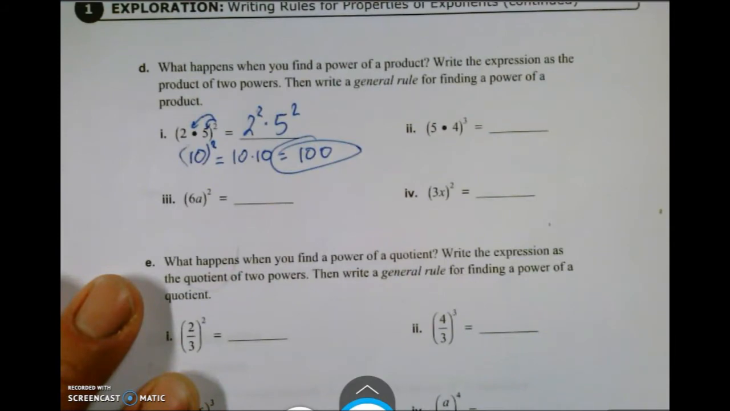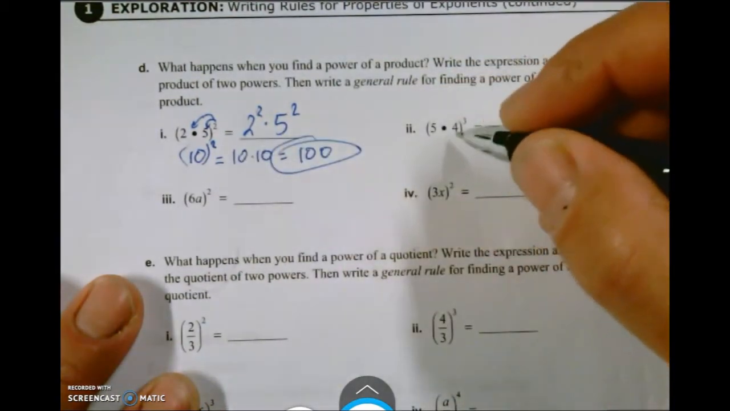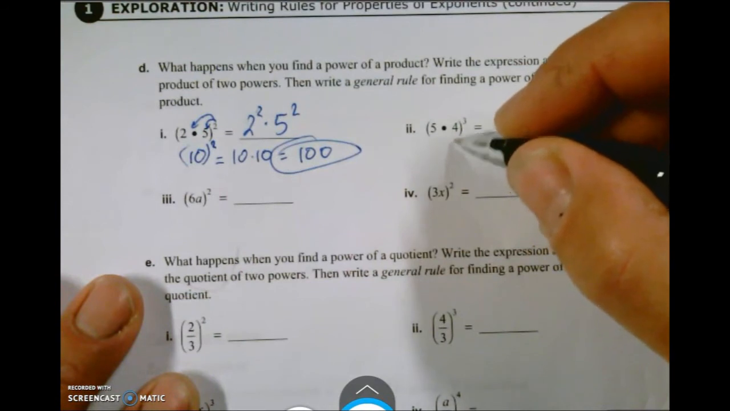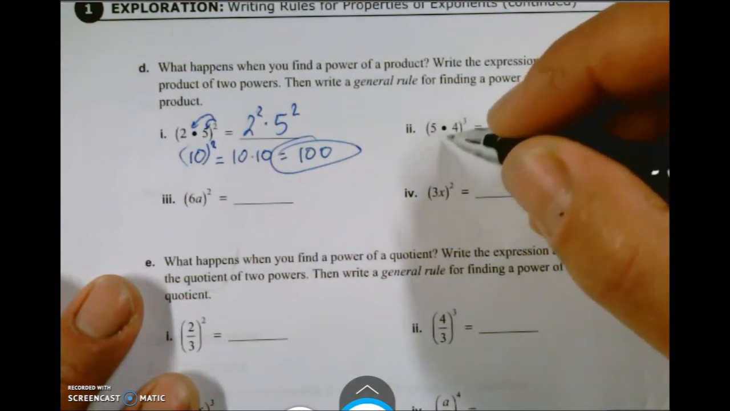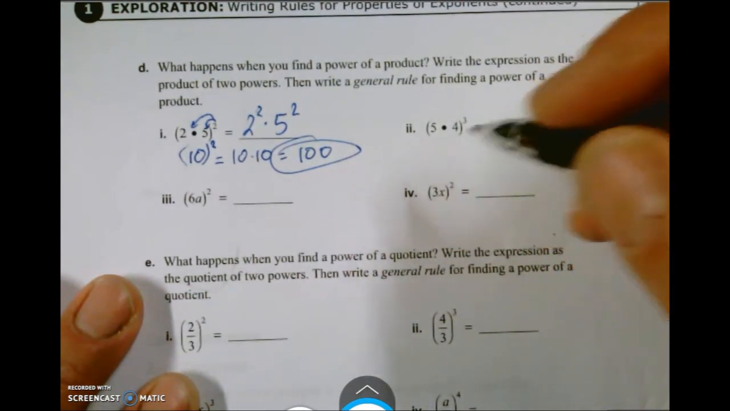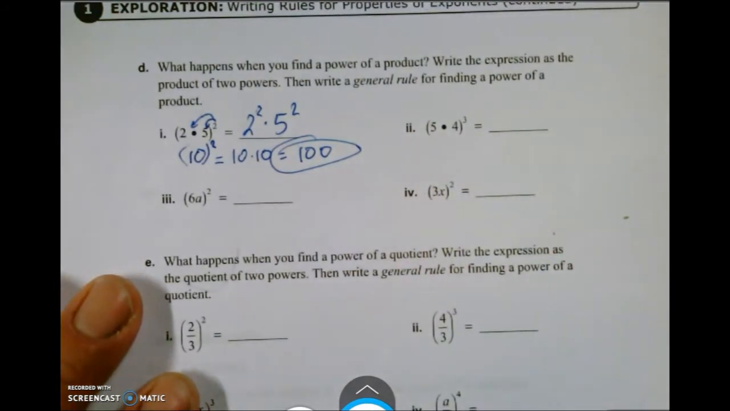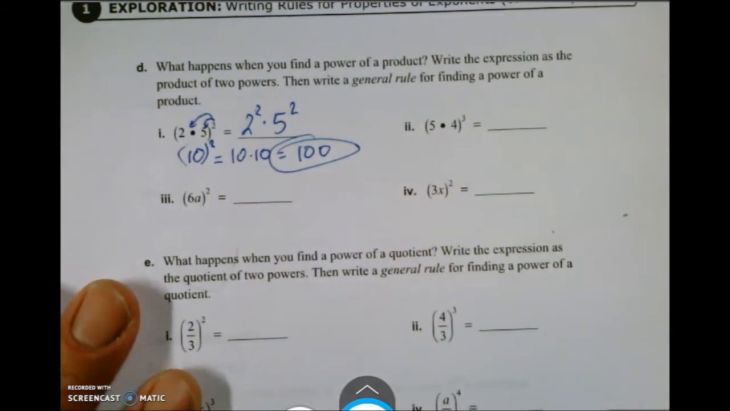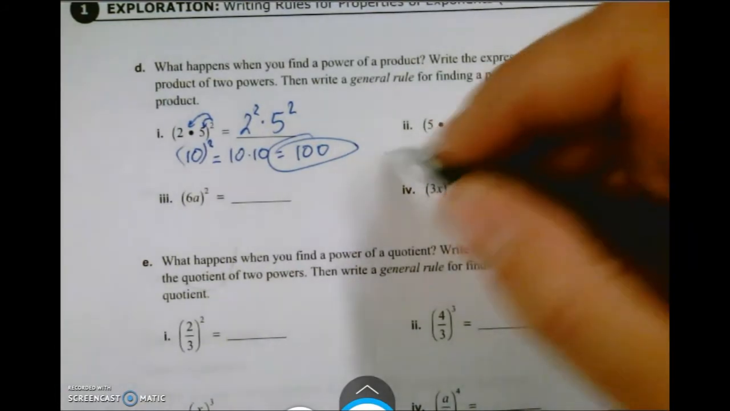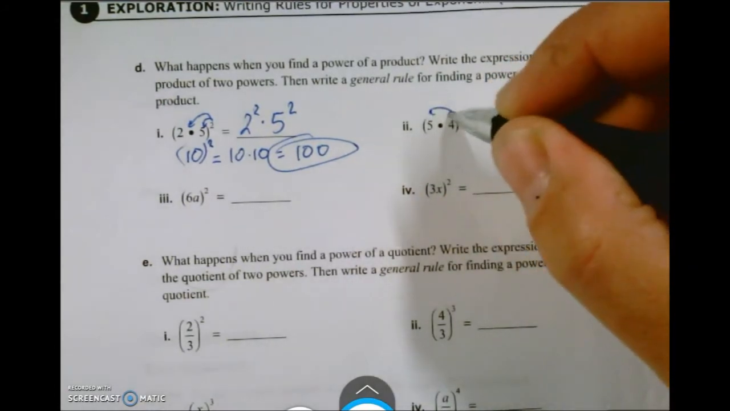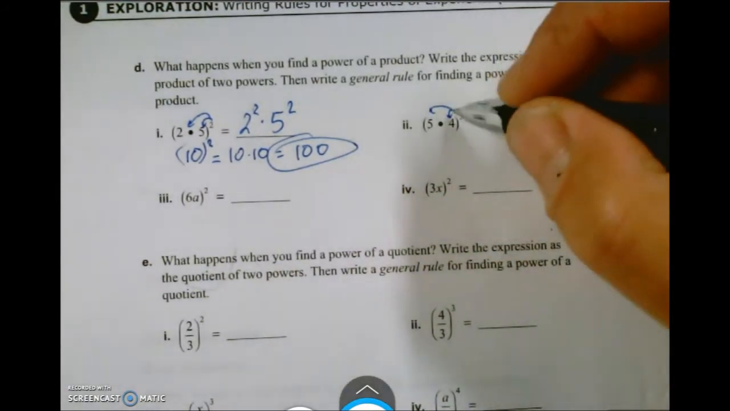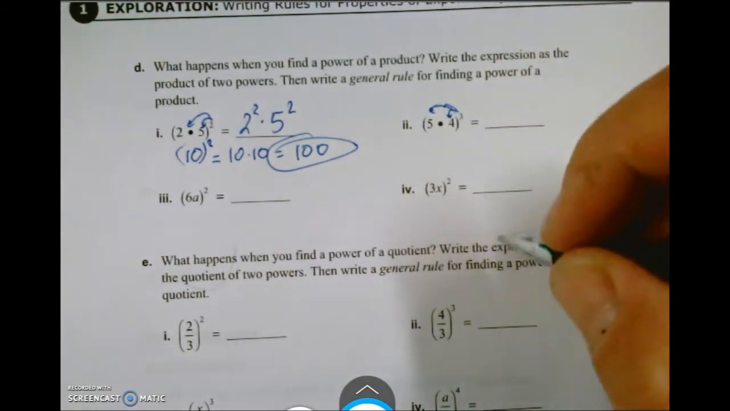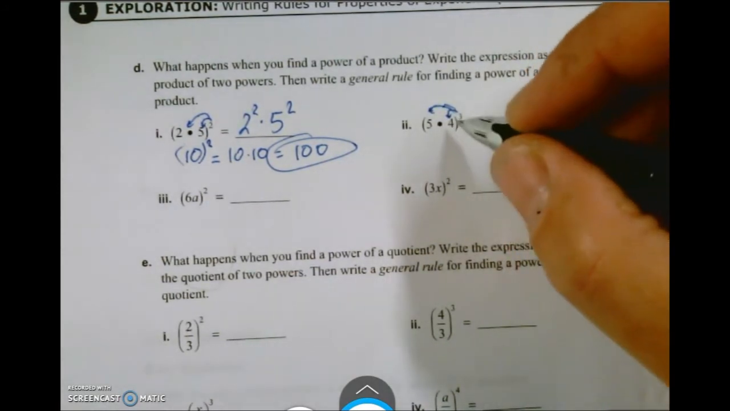Okay? Because here's what happens. If you try that method for the next one, 5 times 4 is 20, and 20 to the third power is not 60. 20 to the third power is 20 times 20 times 20, which gets very large very quickly. Okay. So let's go back and see, why does this work? We know the rule is multiply, but let's see why. Well, it's not really multiply. You distribute the exponent to both, that's what I meant. But let's see why.